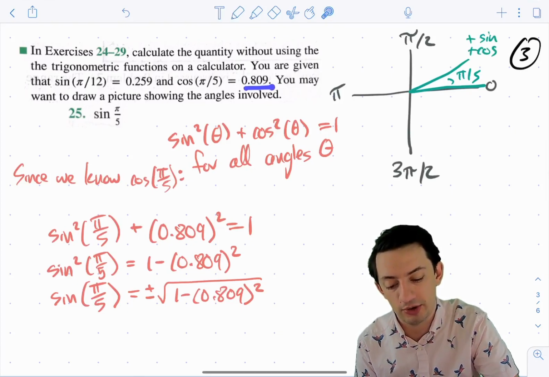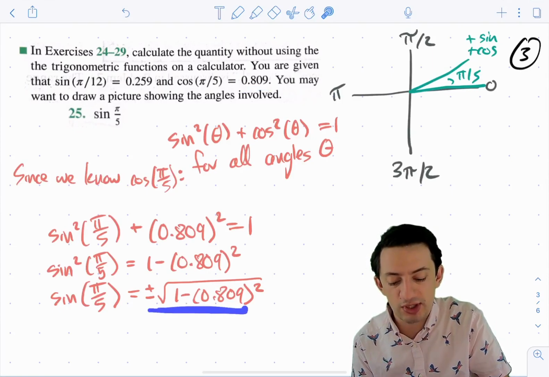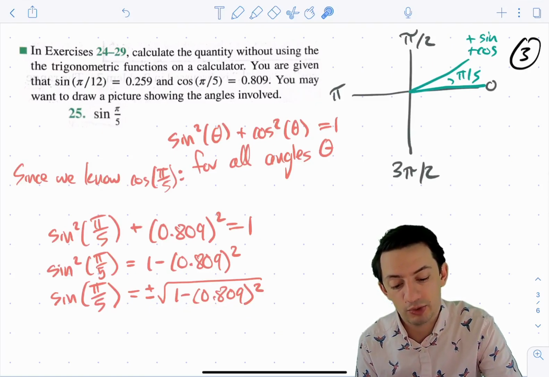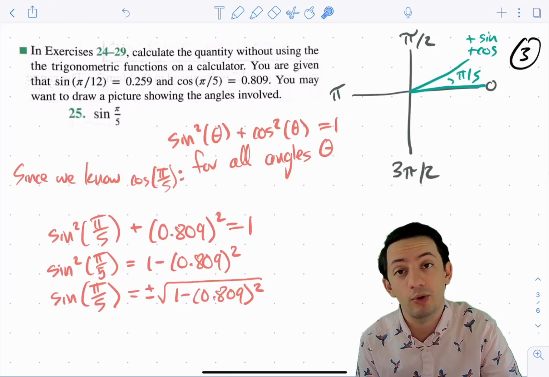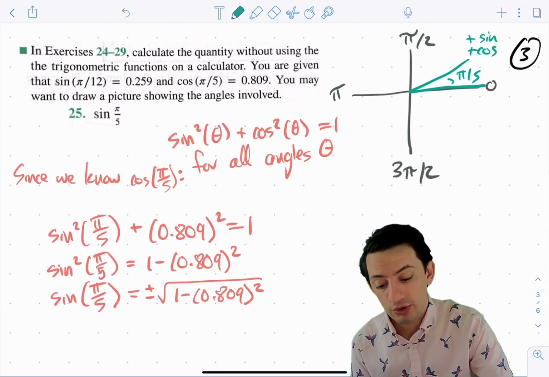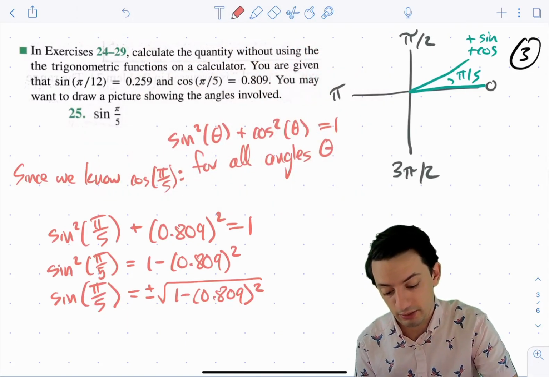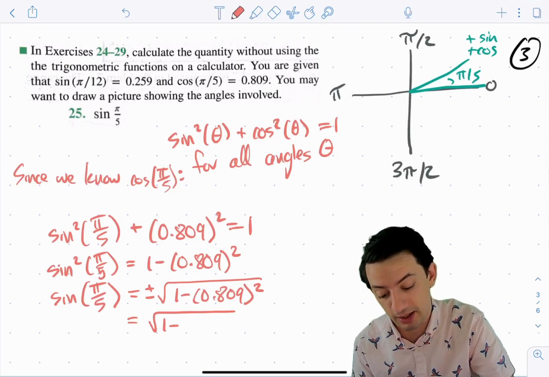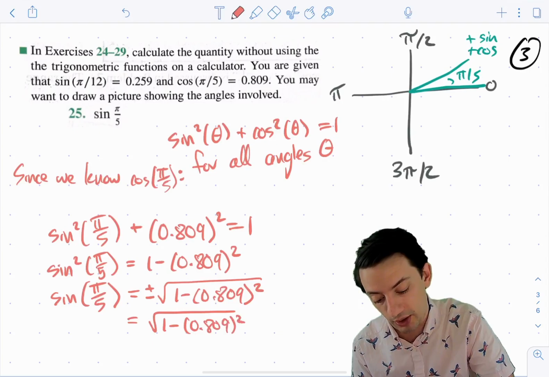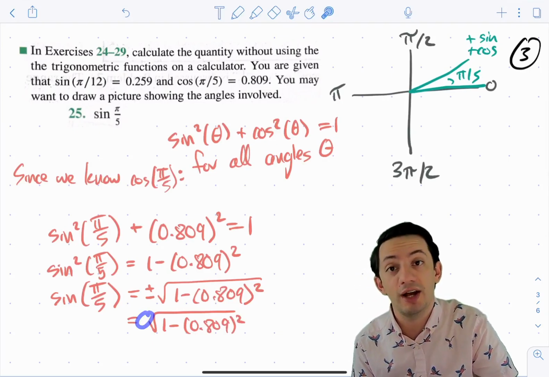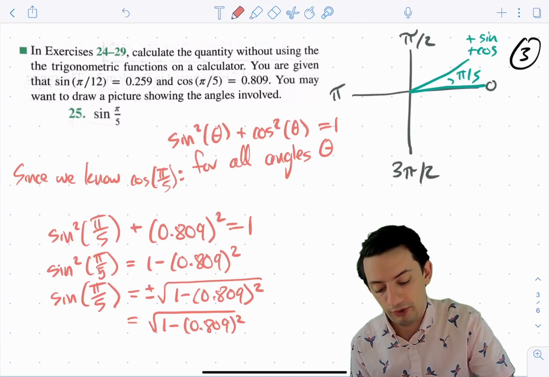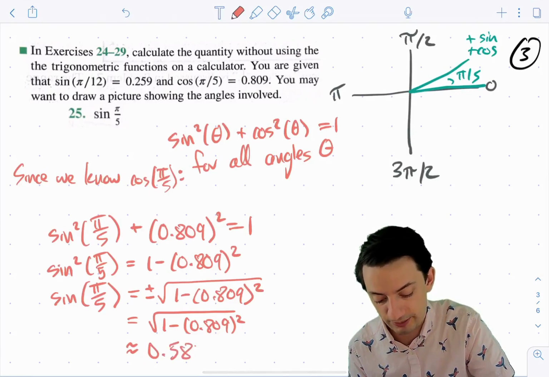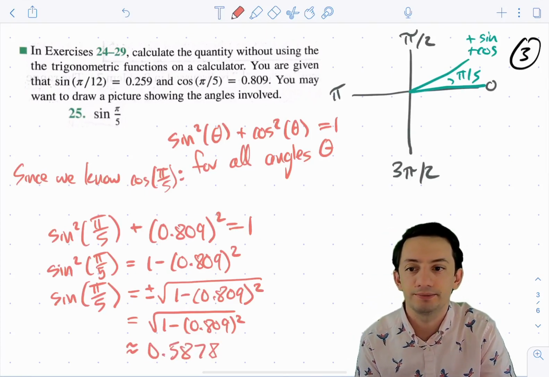And of course, we knew we had a positive cosine because it told us. But that tells us now which sign we want. We want the plus sign because we're in this first quadrant. And sine is the y-coordinate, so it must be positive. So that tells us we're basically nearly done. That tells us our answer is the square root of 1 minus 0.809 squared. And we didn't need the plus or minus because we just figured out the answer is plus. So if you plug this into a calculator, you will get approximately 0.5878. And that's our answer.